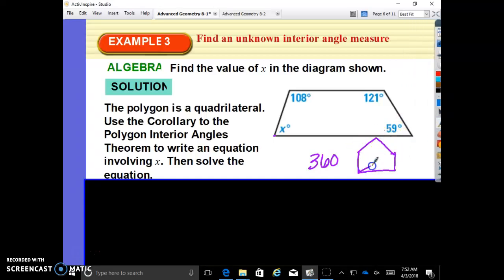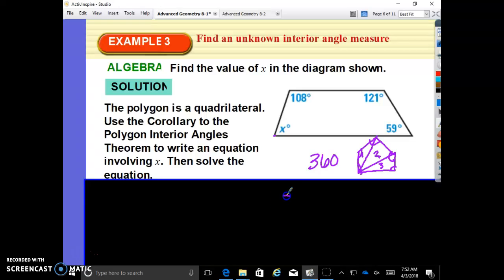How many triangles make up a pentagon? 1, 2, 3, where all the interior angles of the triangles are covered in the interior angles of the pentagon. 3 of them. 180 times 3 is the sum of interior angles of a pentagon. So 5 sides makes up 3 triangles.